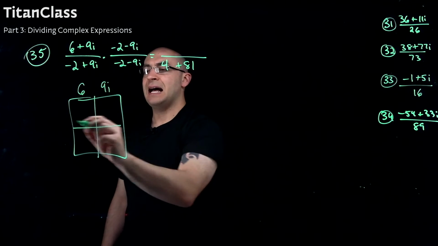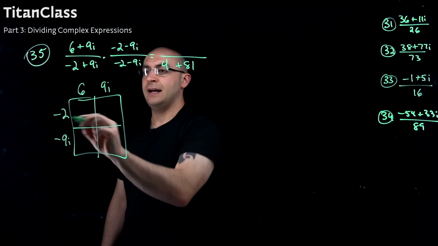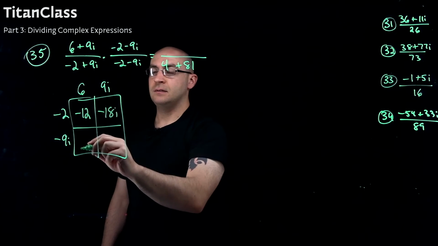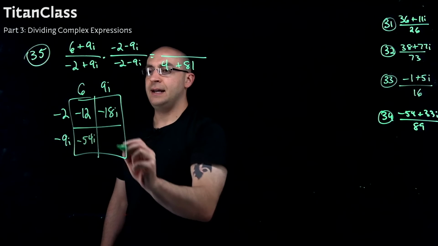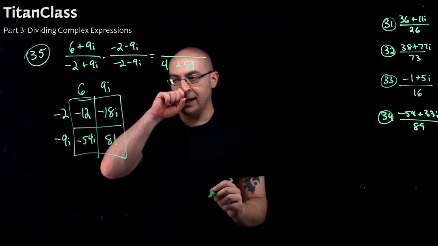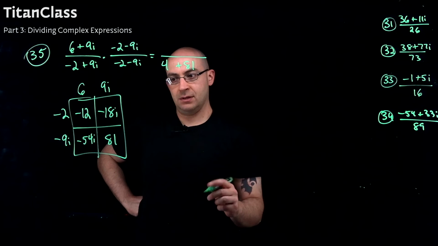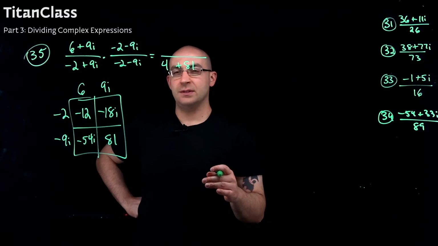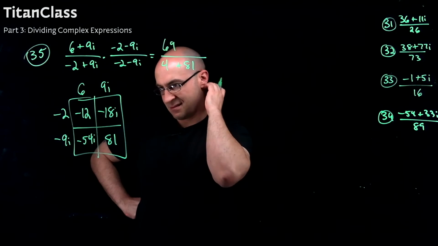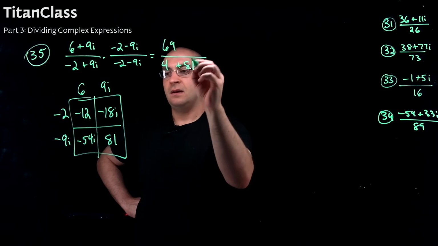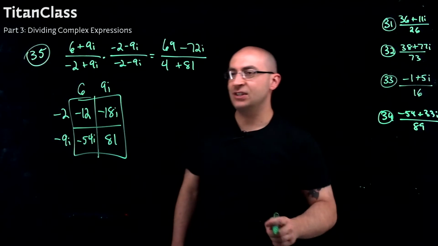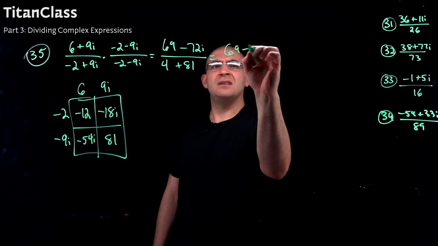6 plus 9i, negative 2 minus 9i: negative 12, negative 18i, negative 54i, negative 81i squared is positive 81, okay? Negative 12 and 81 is... I hate subtracting 2s from 1s in double digits. I think that's a 69. Right, because 71, yeah. And then we have a negative 72i. Okay, negative 72i. Let's combine like terms.